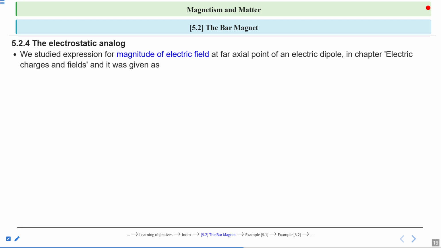So next part, which is 5.2.4, the electrostatic analog. Now we will draw some analogies. We studied the expression for the magnitude of electric field at a far axial point of an electric dipole, which we discussed in yesterday's lecture in the chapter Electric Charges and Fields. What was the electric field due to a short dipole at a far axial point? E axial is equal to 2p upon 4 pi epsilon naught r cube.